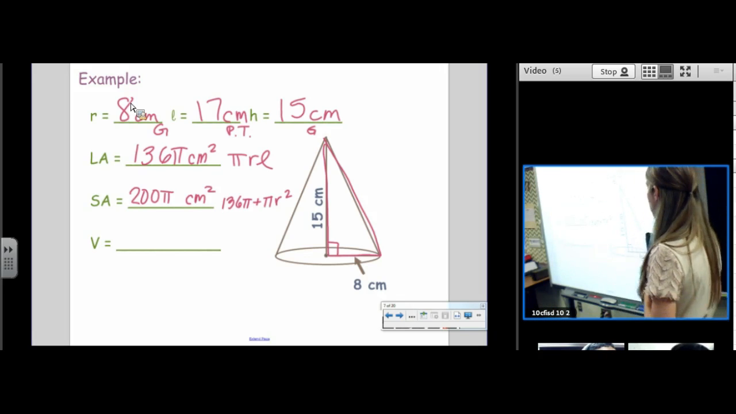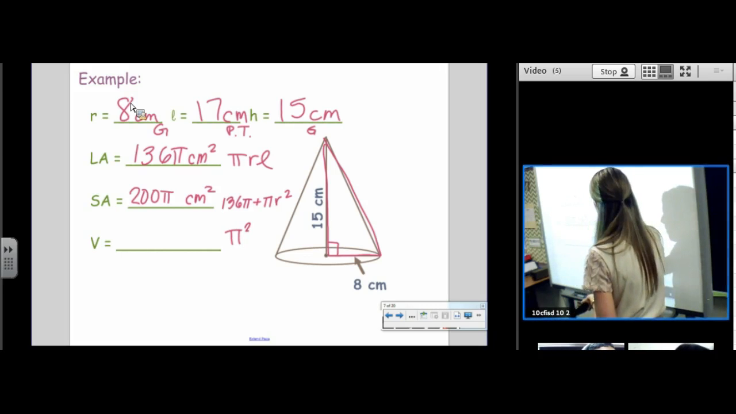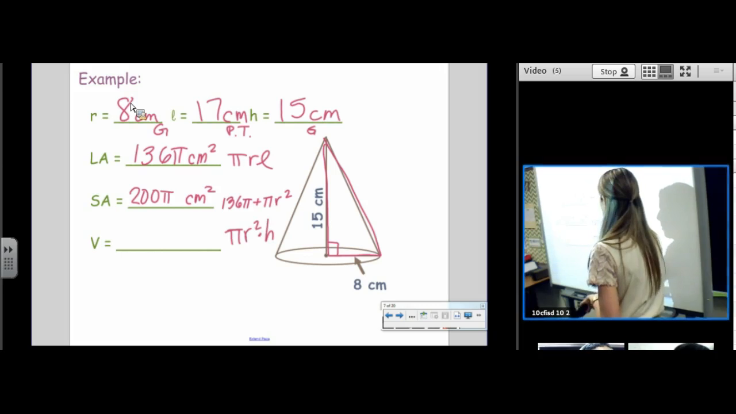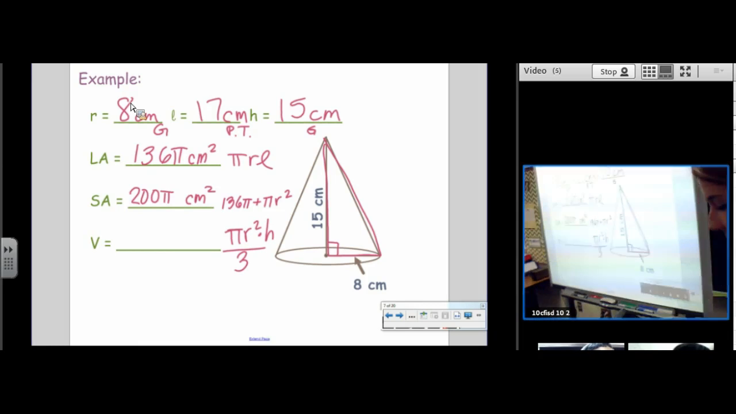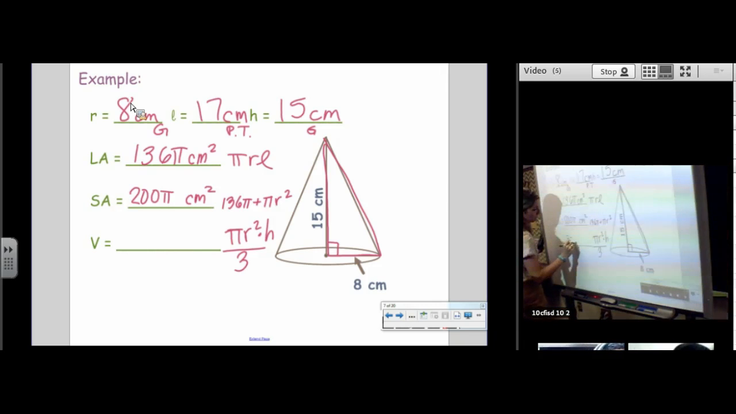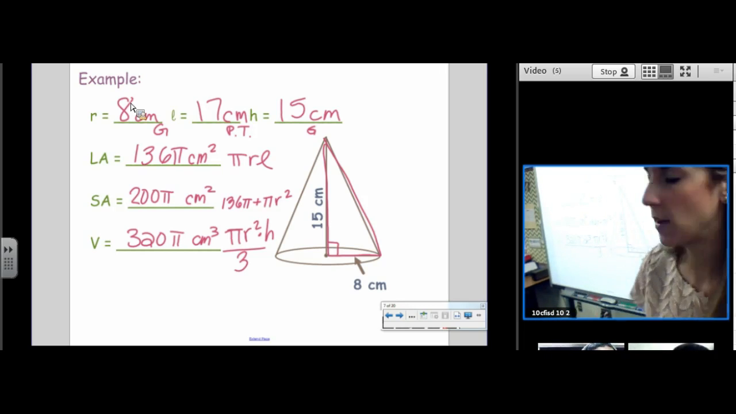Don't forget to divide by 3. So in the volume, it's the base. Oops, don't square pi ever in your life. It's the base times the height divided by 3. So we have 8 squared times 15, not 17, it's the height. 8 squared times 15 divided by 3. Basic application of formulas. Moving on.